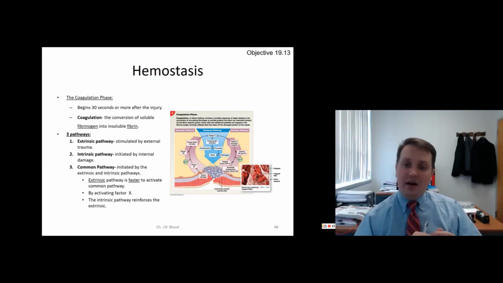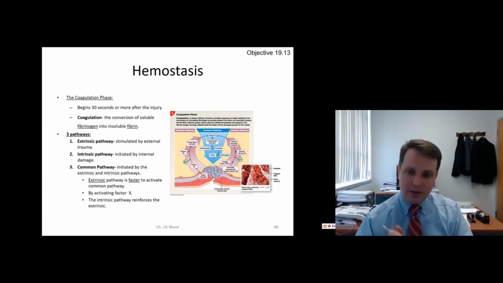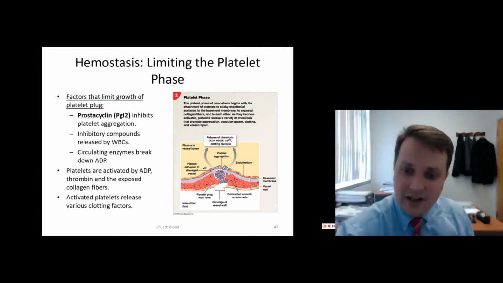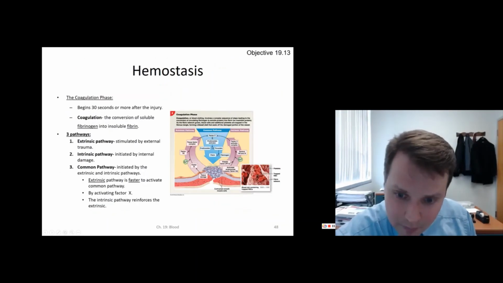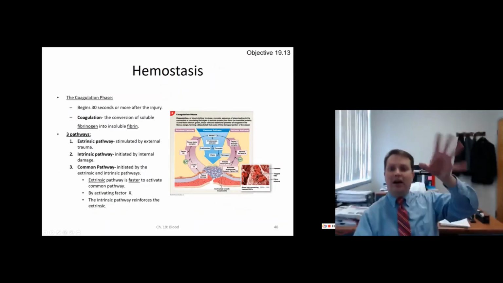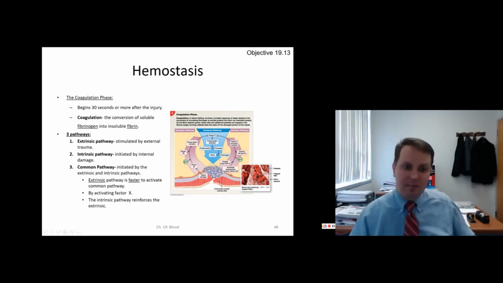Now, if you go into healthcare, you'll learn the difference between what's called a primary platelet plug, which is what this right here is. This is a primary platelet plug. This is a secondary platelet plug. If you're in healthcare, you'll have to be able to discern between primary versus secondary platelet plug.